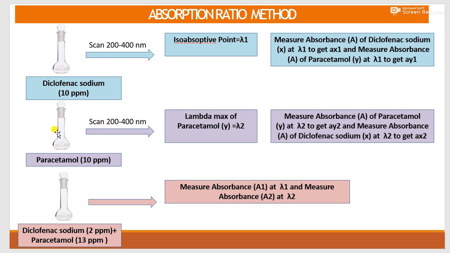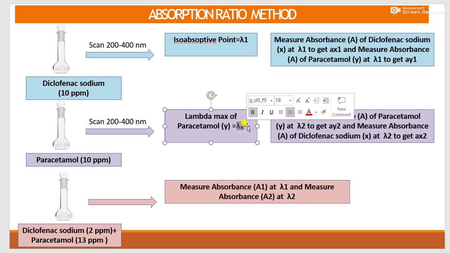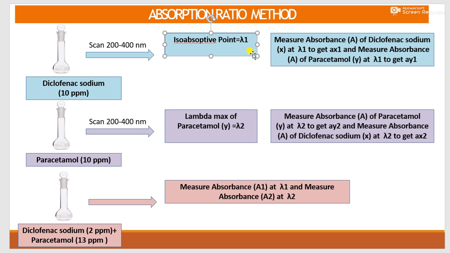Now both the solutions you have to simultaneously scan from 200 to 400 nanometer. These two standard solutions you have to scan in UV from 200 to 400 nanometer. So you will get one point where both the samples will have the same absorbance, they will meet each other. So this isoabsorptive point will be your lambda 1, and you can take lambda 2 as the lambda max of any of the components. Here we have taken the lambda max of paracetamol as lambda 2. Now you have lambda 1 and lambda 2.